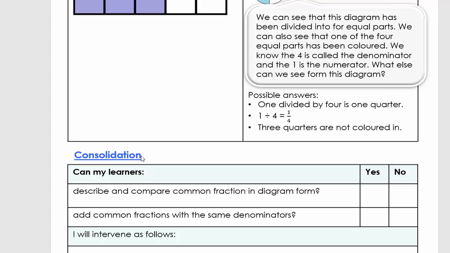Let's then end off with the consolidation. So if you answered yes, you carry on with the next lesson. If you answered no, you need to revise, revisit some activities or questions, or contact us at SA Teacher for support.